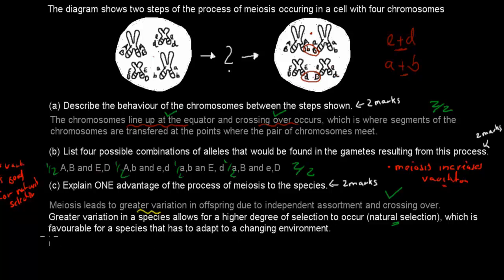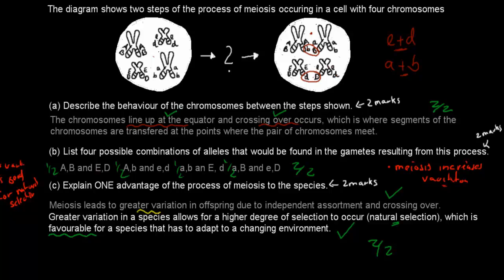So the more variation there is, the more chance there would be that some will keep on surviving, the ones which have the favorable traits, whereas the other ones would lose out and die. So having more variation is good for species, because that means the species can survive even if there are changing environments. And that will also get you a mark. So this is 2 marks out of 2.